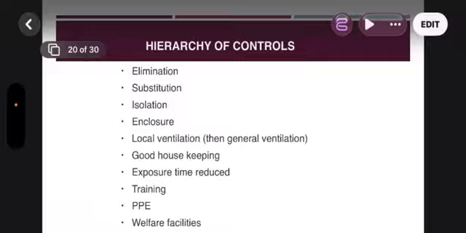So through training, staff should be made to know the various forms of hazard they might be exposed to and how to curb them. PPEs, by wearing of PPEs, personal protective equipment, and welfare facilities.